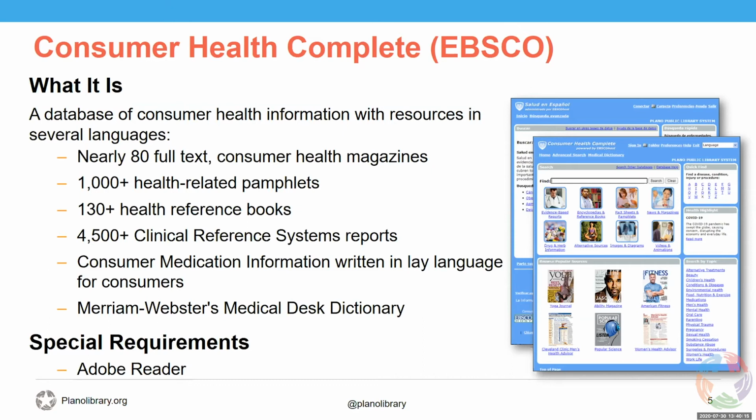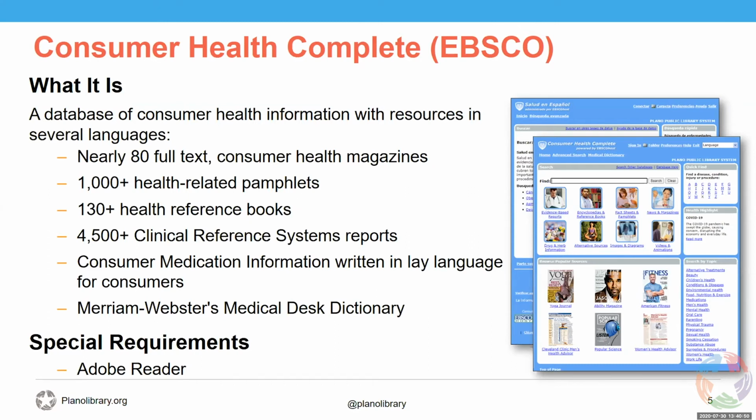including American Fitness, Better Nutrition, Fit Pregnancy, Harvard Health Letter, Men's Health, Muscle and Fitness, Prevention, and Vegetarian Times. This database also includes searchable full text for more than 1,000 health-related pamphlets and more than 130 health reference books, including books published by the People's Medical Society. It also contains more than 4,500 clinical reference systems reports in English and Spanish.